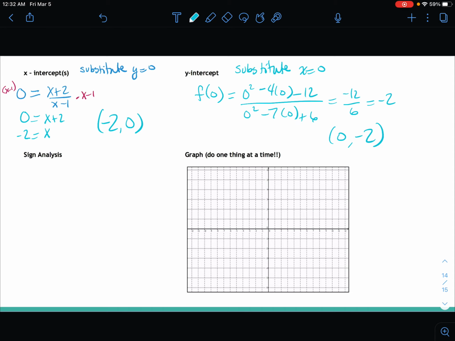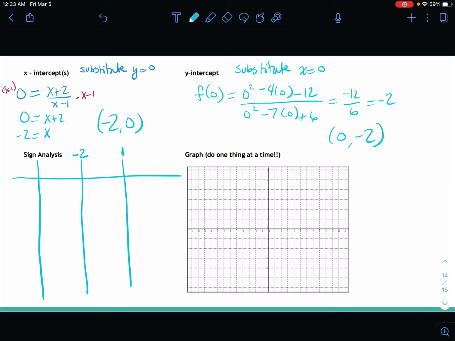Okay, sign analysis. I know you're like, oh my goodness, there's so many steps. And there really are quite a few steps, but you're going to just take it bit by bit. Don't get too crazy. We want to put the zeros up at the top here. So we know we have an x-intercept at negative 2. The other issue is the vertical asymptote. So these are the two that are going to be here.